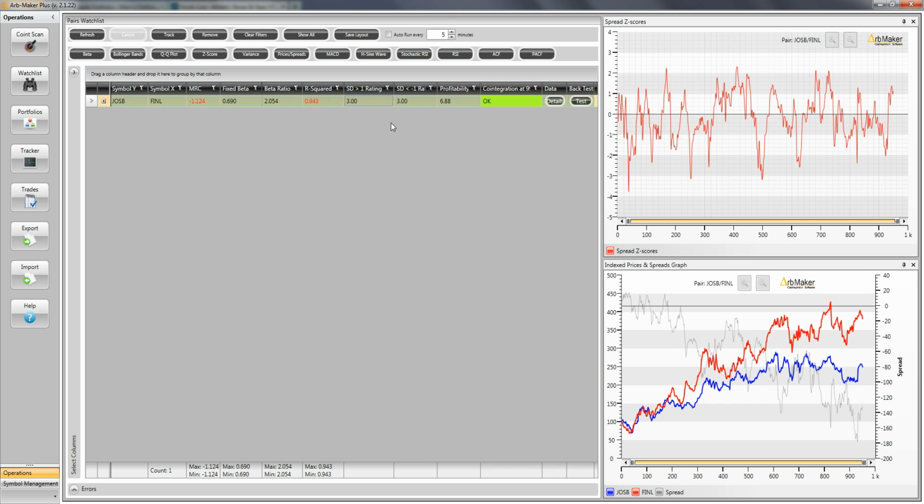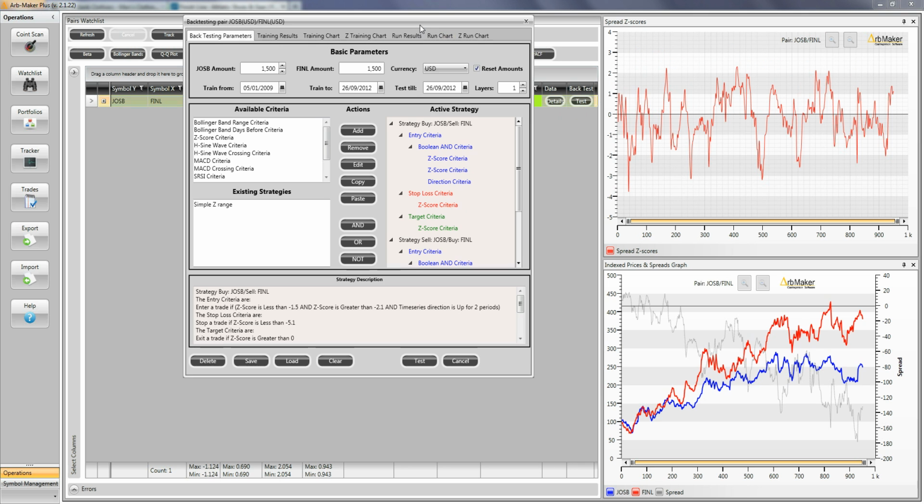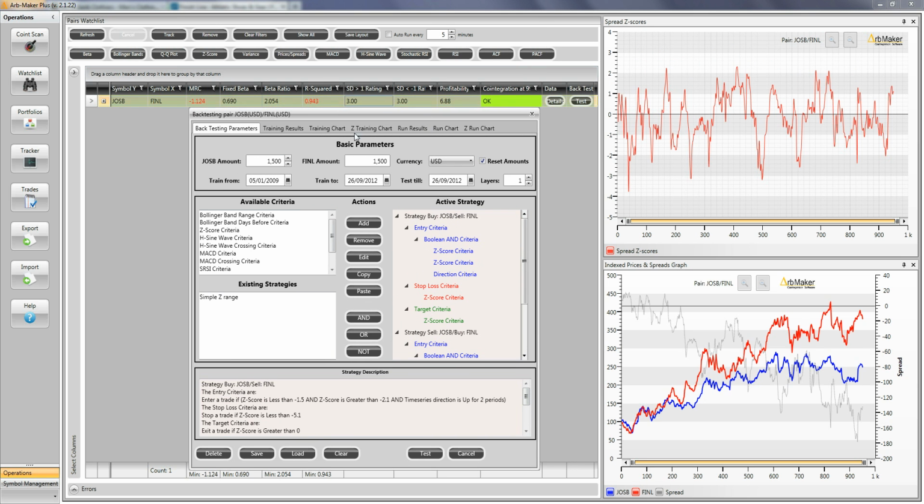It doesn't necessarily mean we've made it better, and I'll show that by running the back test. Compared to the first back test where we had uneven money amounts on both sides, here we've got 1500 and 1500 just as our standard amounts we're running on this back test. The way we've made this money neutral is by taking the daily beta and applying it to the X symbol price. In this case that's FINL, and replotting it.